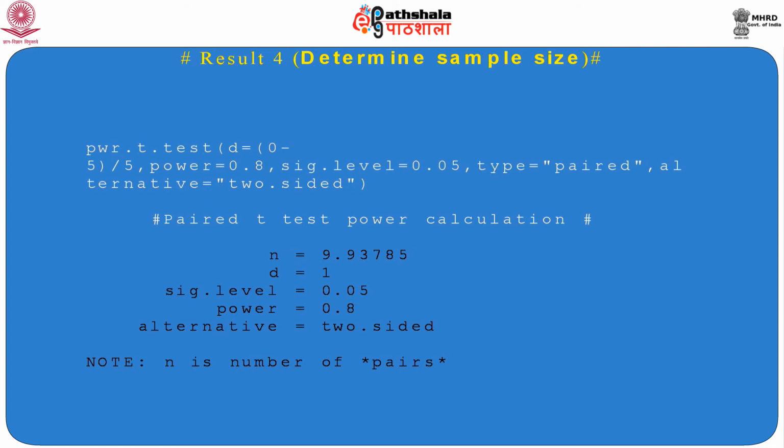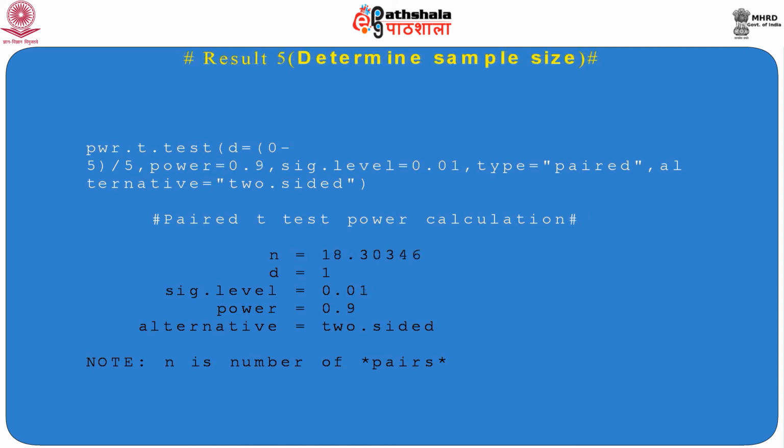So here there is a provision to call alternative equals to two.sided. We can also change this two.sided to one.sided, and you can try it, and definitely we will get less sample size, as here we are getting 9.93, we can get lesser than 9.93. So based on this our power, here we reduced our power. Earlier it was 0.9, then we reduced to 0.85, now we reduced to 0.8, and also see the sample size keeps on reducing one by one.